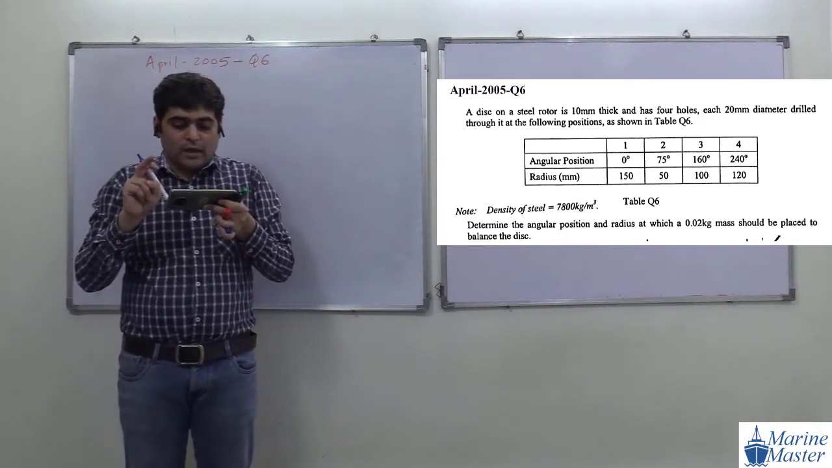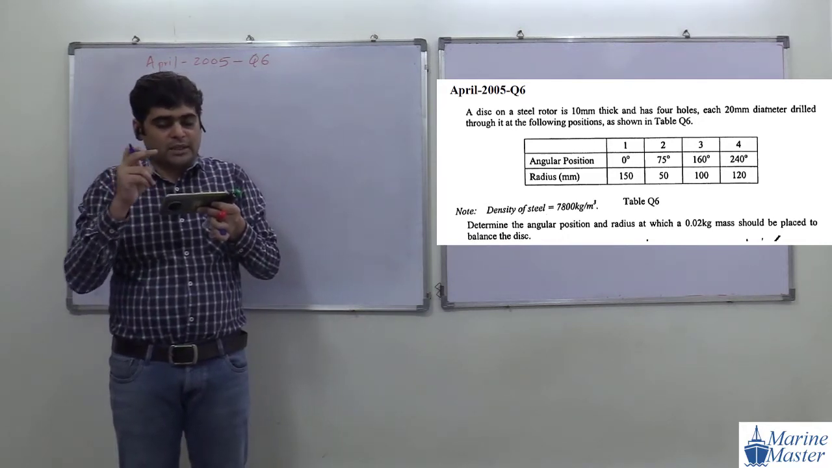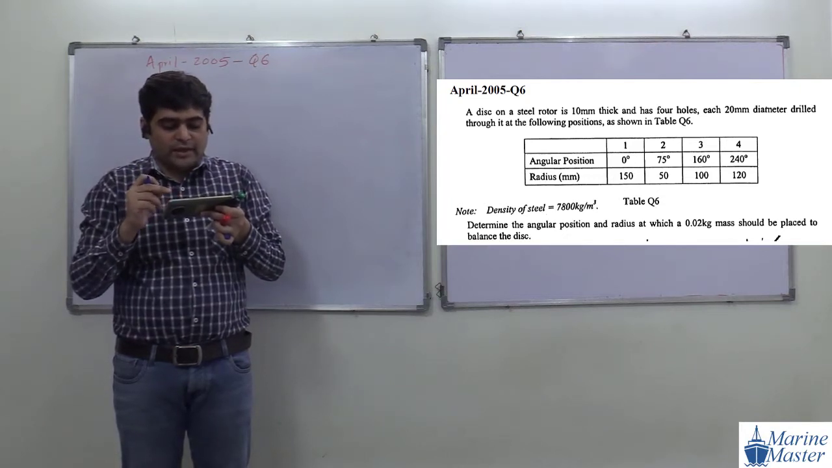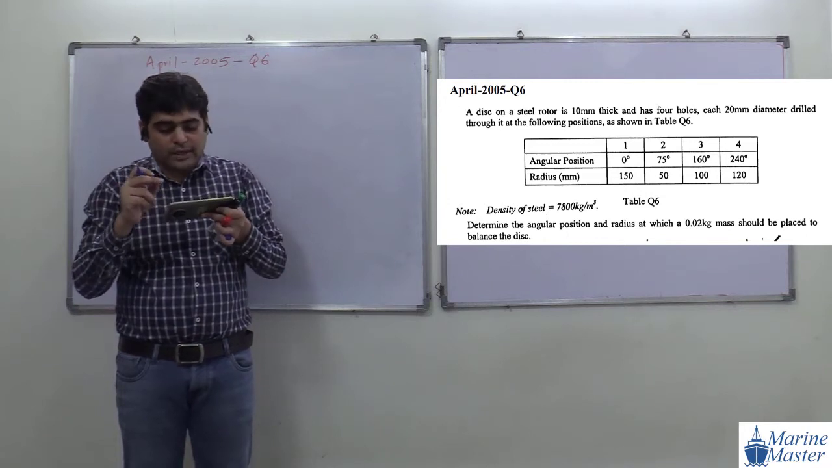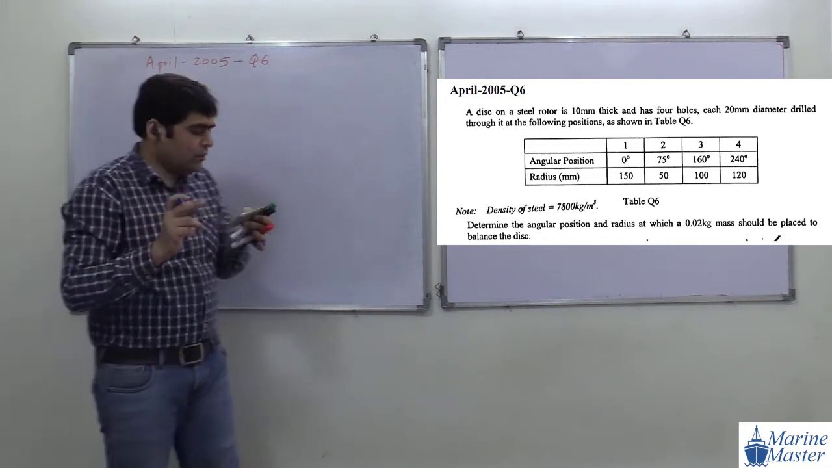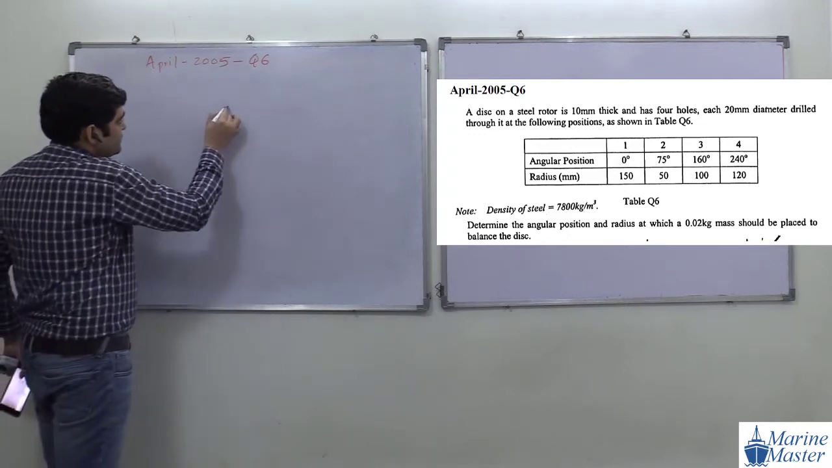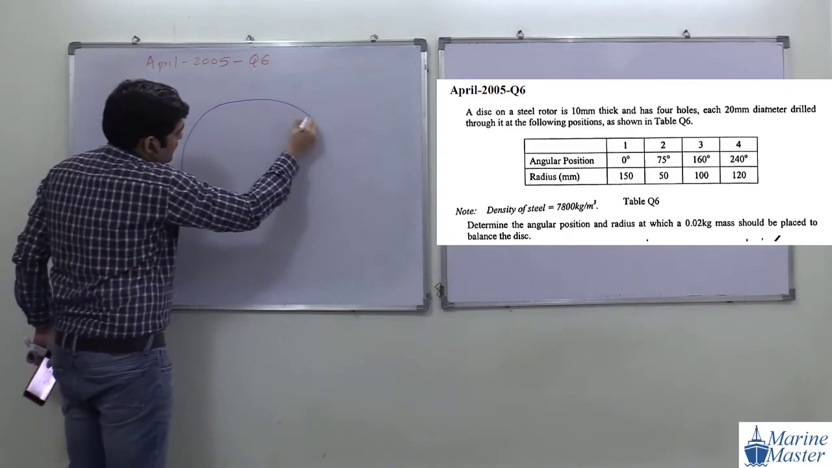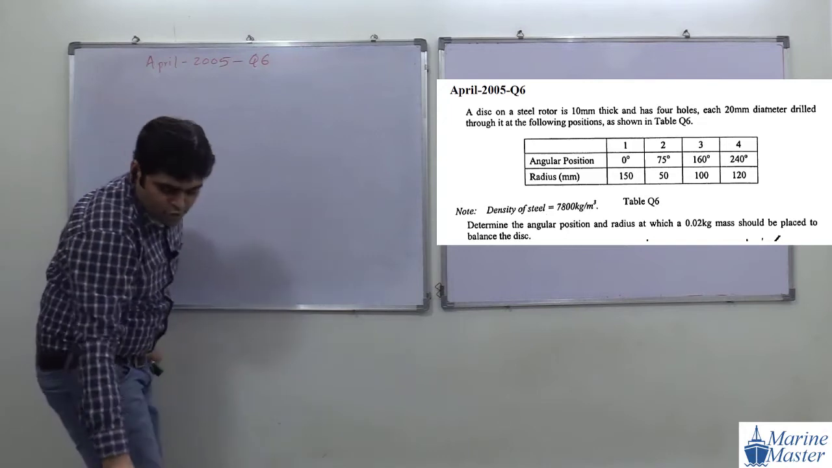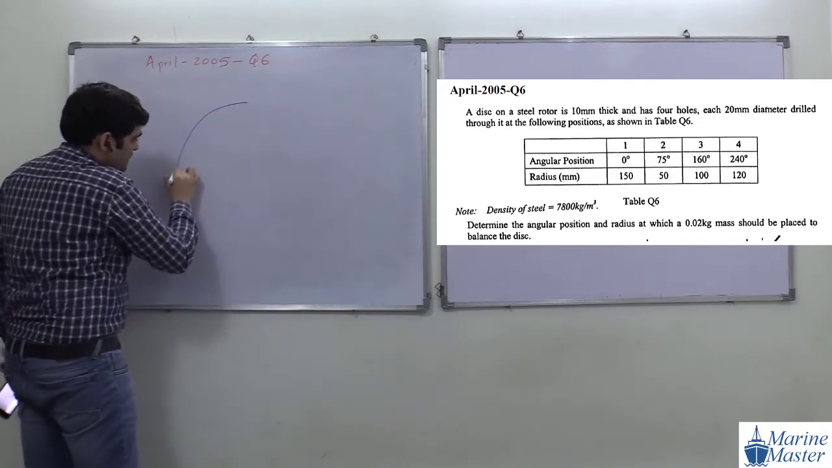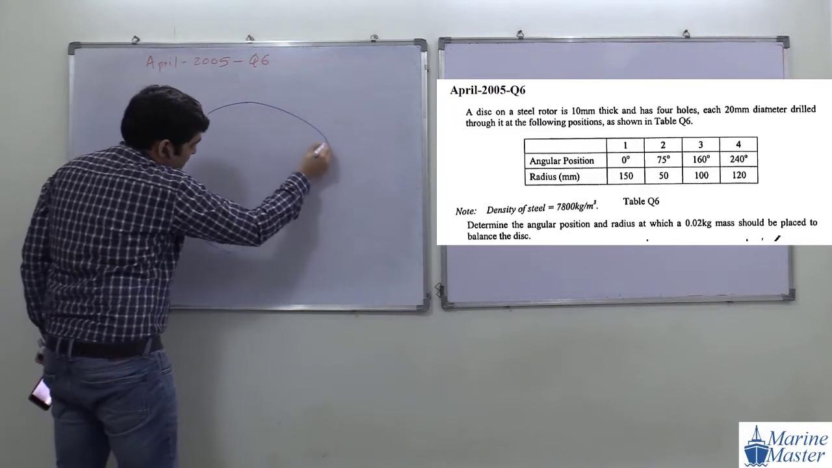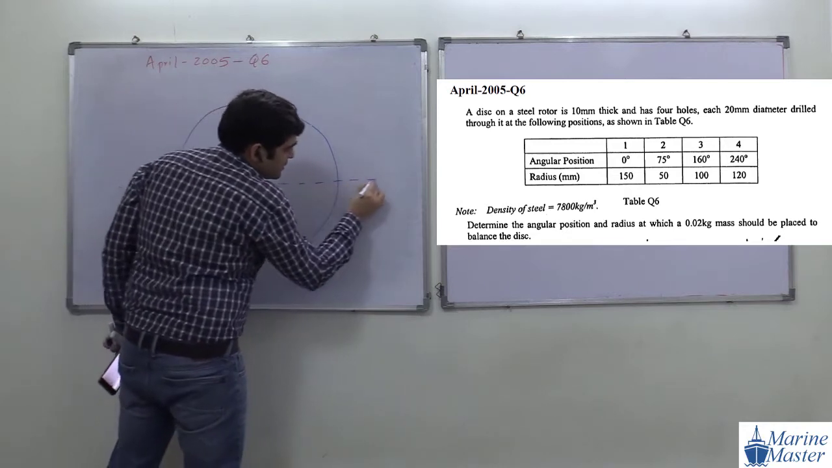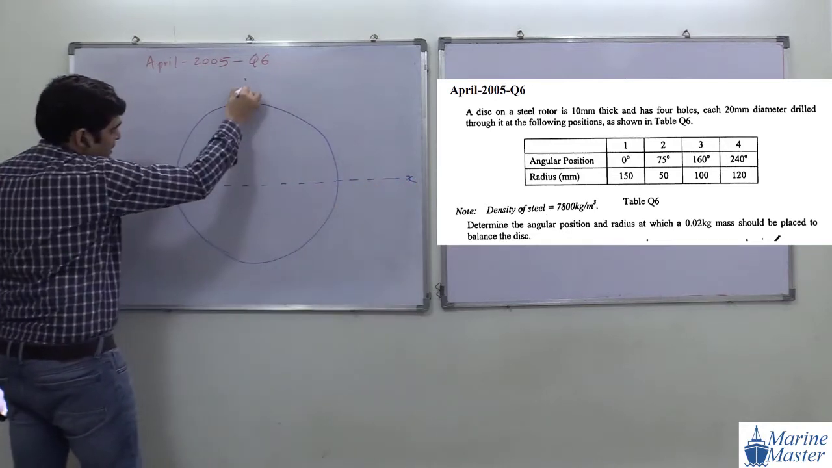Okay. For the following positions as shown in the figure, they have given us one table. For the first hole, 0 degree angle, at what radius? Okay, they have given us that. Try to see the scenario. Okay, I'm going to draw the drawing for this one. So always try to draw bigger drawings. This is our disc. On that disc, this is the x-axis, this is the y-axis.